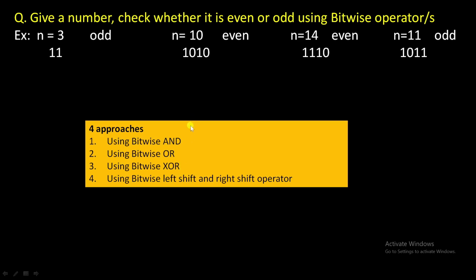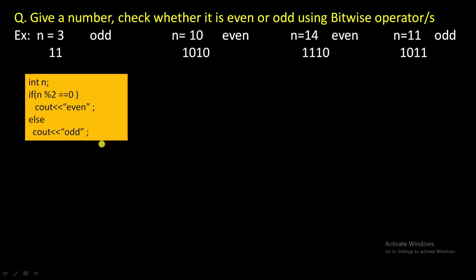Let's start. Now to solve any question using the bitwise operator, we know that we have to deal with the bitwise representation of our input. For example, this 3 is an odd number, as we know. How can we represent this 3 in binary form? As 1 1. 10 can be represented in binary form as 1 0 1 0. 14, which is an even number, can be written as 1 1 1 0 in binary form. And 11, which is a decimal number, can be represented as 1 0 1 1 in binary form.